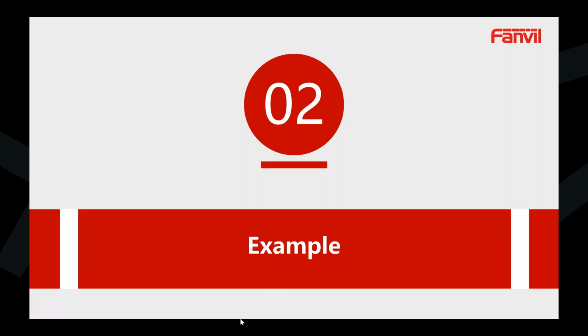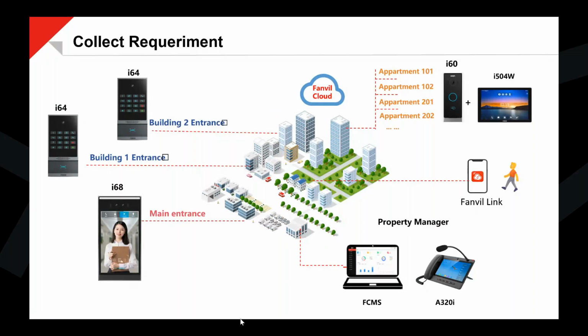Now let's go through some examples for the projects. Here, we categorize the FCMS into 3 main application scenarios: communities, villas, and offices. In the community scenario, we deploy E-series door units and indoor units at the main entrance, the building entrances, and the residence units. Property management is handled remotely through FCMS in conjunction with the Fanvil Link app. Multi-role interaction is achieved, such as with the homeowners, visitors, and property manager personnel.